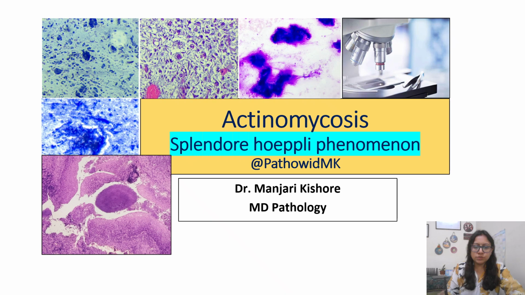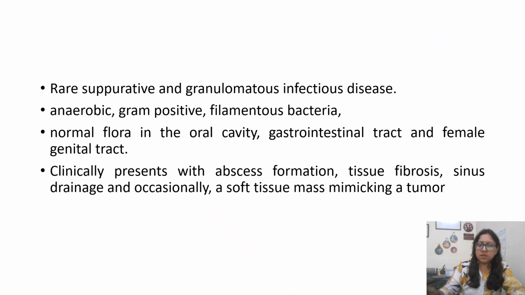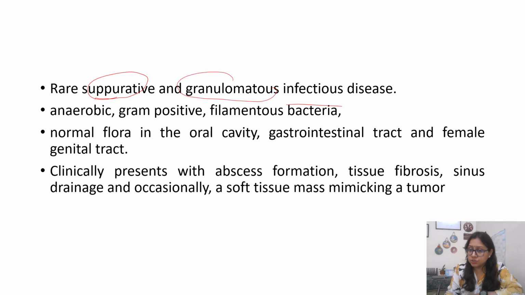So today we are going to discuss a very small topic, that is actinomycosis. And the histological phenomenon which I'll be highlighting is the Splendore Hoeppli phenomenon. So let's start with what it means. So basically, what is actinomycosis? It's a rare suppurative granulomatous infectious disease, and it is caused by anaerobic gram-positive filamentous bacteria. Now, this organism can also be found as normal flora.